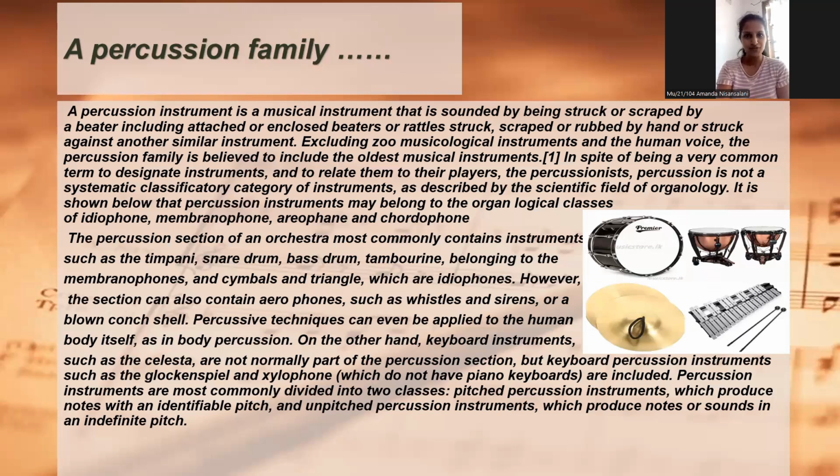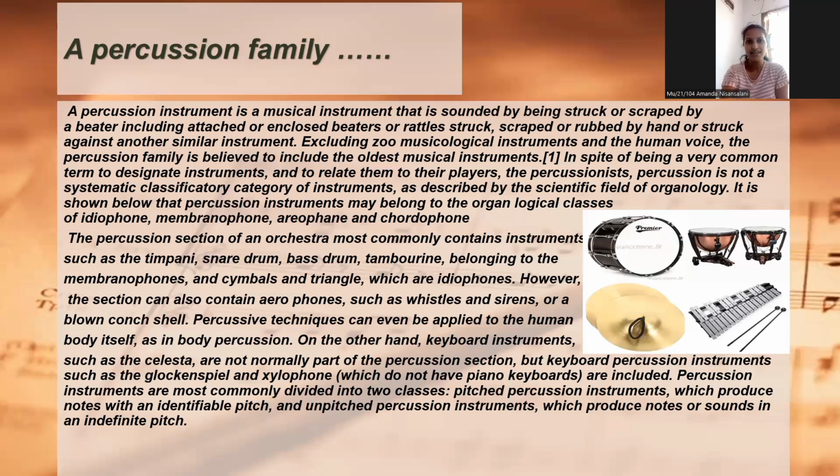21-104. Today I'm going to talk about the percussion family. The percussion section of an orchestra most commonly contains instruments such as the timpani, snare drum, bass drum, tambourine, belonging to the membranophones, and cymbals and triangle, which are idiophones. However, the section can also contain aerophones, such as whistles and sirens, or a blown conch shell. Percussive techniques can even be applied to the human body itself, as in body percussion.